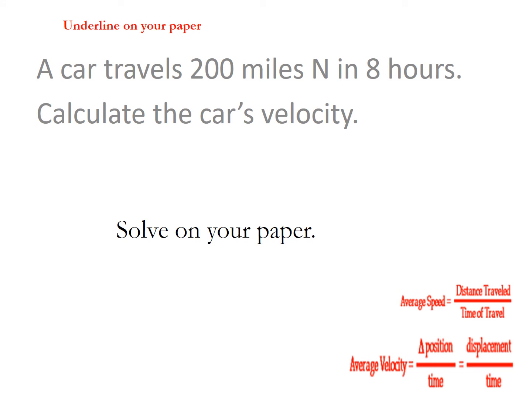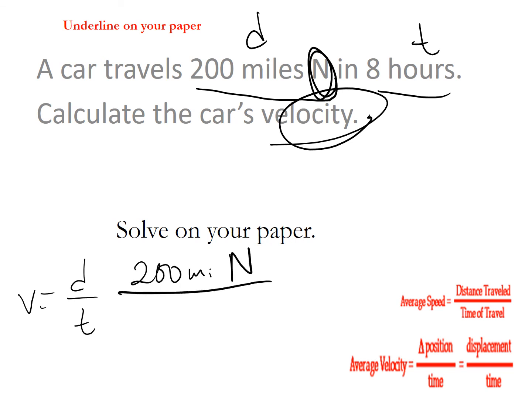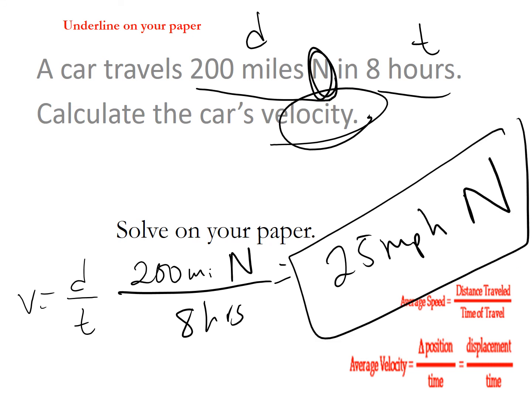A car travels 200 miles north. So it's giving me a direction here, in 8 hours time. What is the car's velocity? So velocity is distance over time as well. My distance is 200 miles north over 8 hours. So my final answer should have 25 miles per hour, but include the direction because it's asking for velocity.